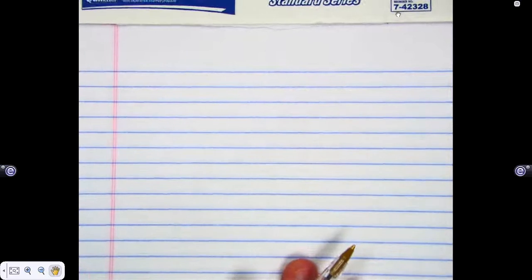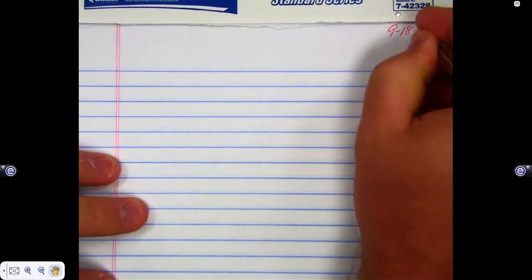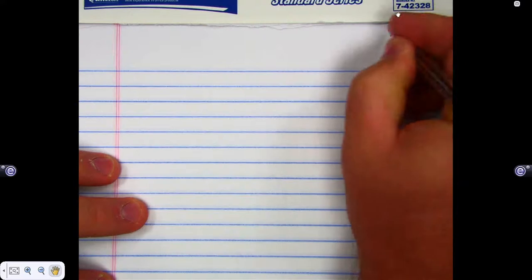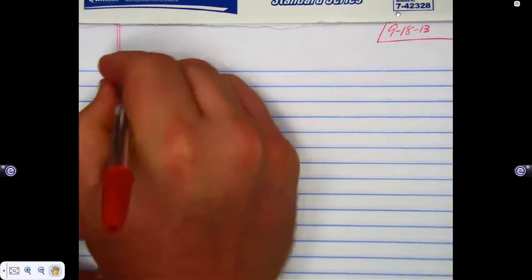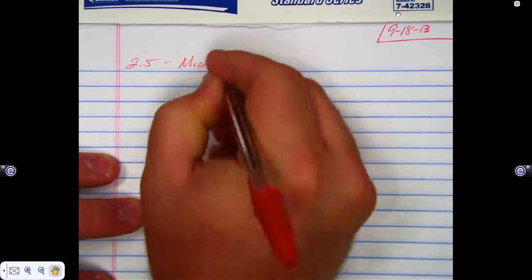Label your notes with the date, top right-hand corner. It's 9/18/13. 2.5, midpoints. Pretty easy section.